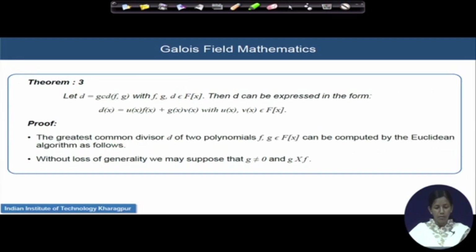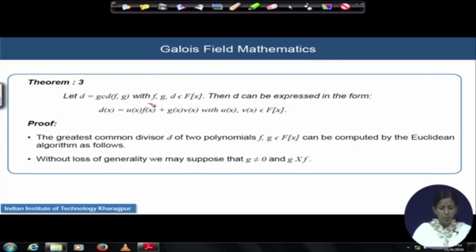The next theorem is: suppose d is the greatest common divisor of two polynomials f and g, where all three belong to the same field. Then this polynomial d we should be able to express as d(x) = u(x) f(x) + g(x) v(x), where u(x) and v(x) are two other polynomials which also both belong to F[x]. This proof is very easy, and the greatest common divisor d of the two polynomials can be computed by the Euclidean algorithm, which we will see in the next slide.